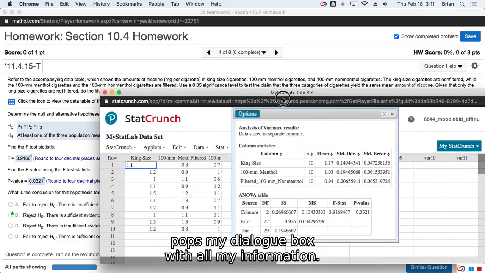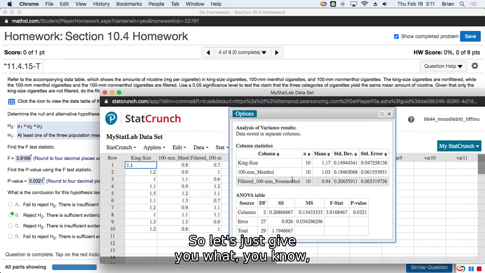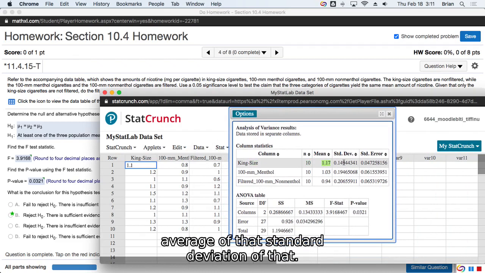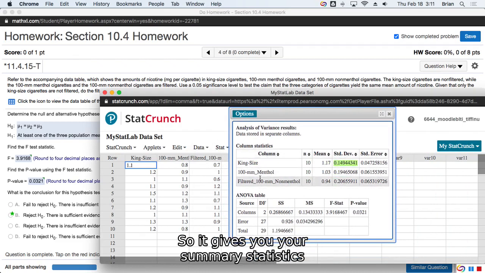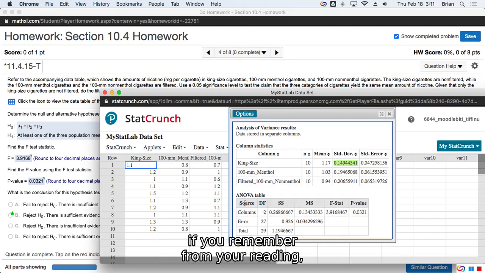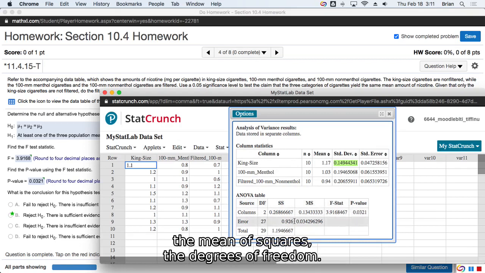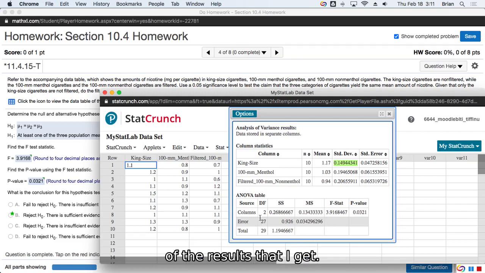Up pops my dialog box with all of my information. So let's just give you what you know. King size, 10. Average of that, standard deviation of that. So it gives you your summary statistics of your column very quickly right there. Now the ANOVA table, if you remember from your reading, we have the sum of squares, the mean of squares, the degrees of freedom. It has all these calculations that it did, and those are all in-between calculations that a statistician would use much more in depth. But we're not looking to necessarily be that type of person, a statistician. We're looking for the interpretation of the results that I get.